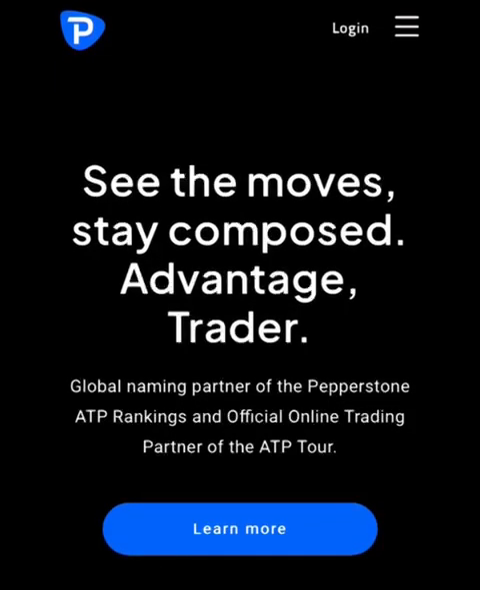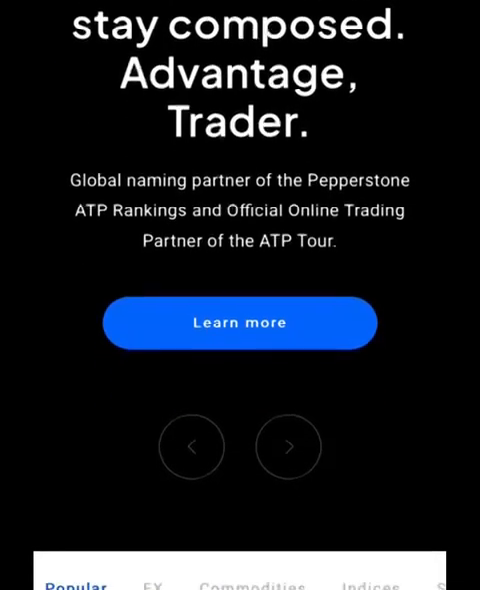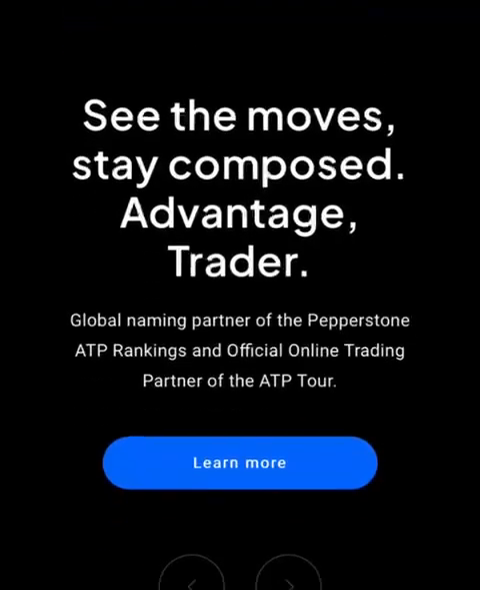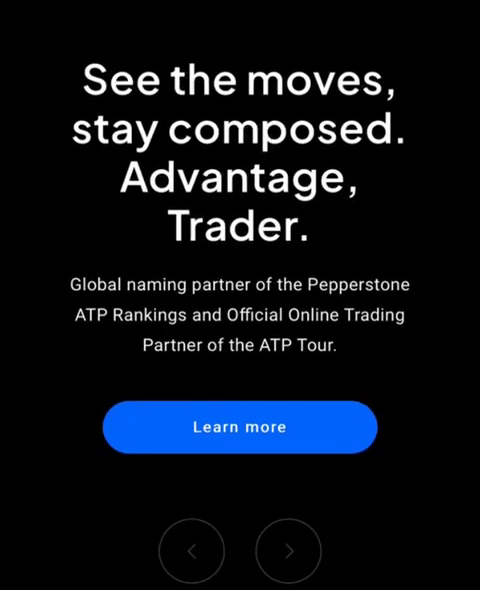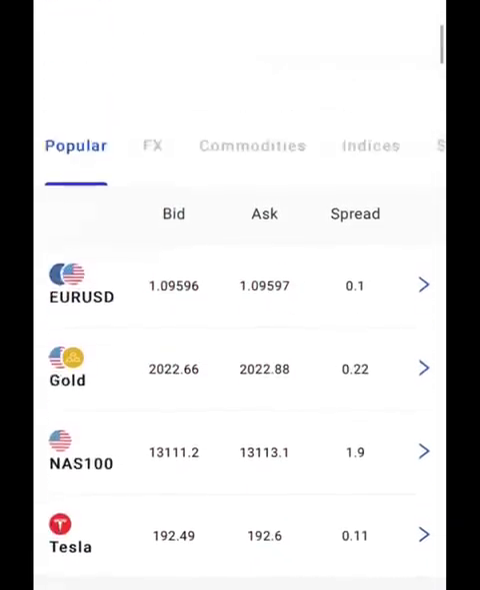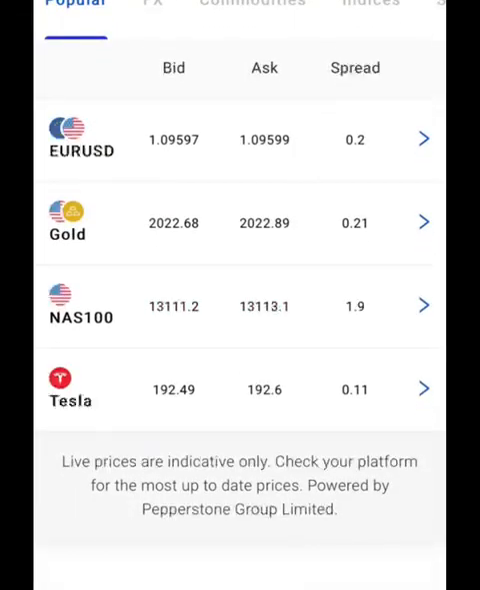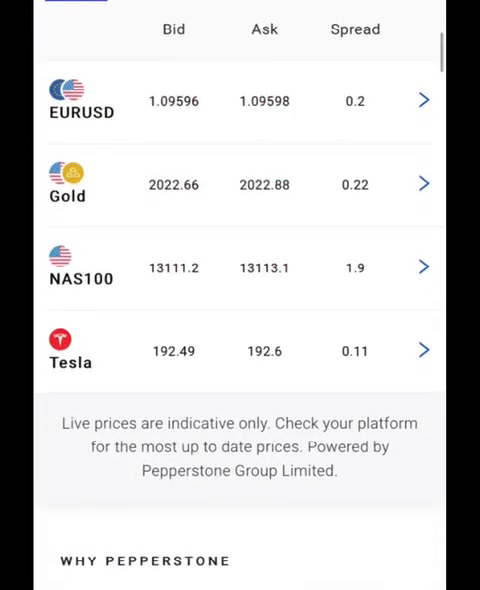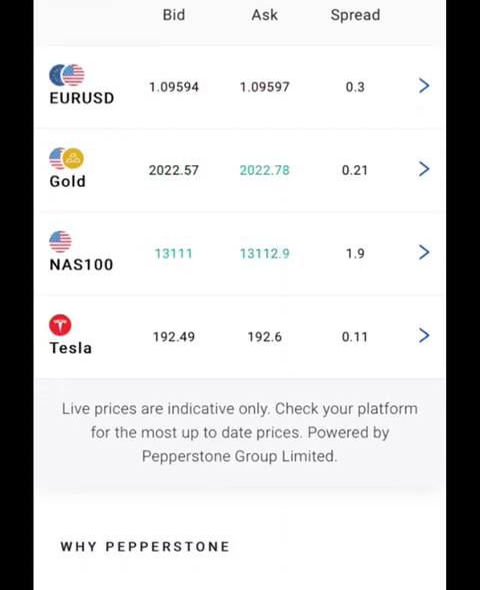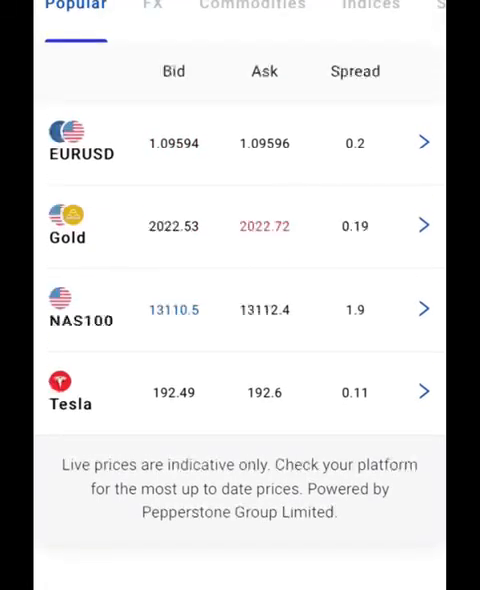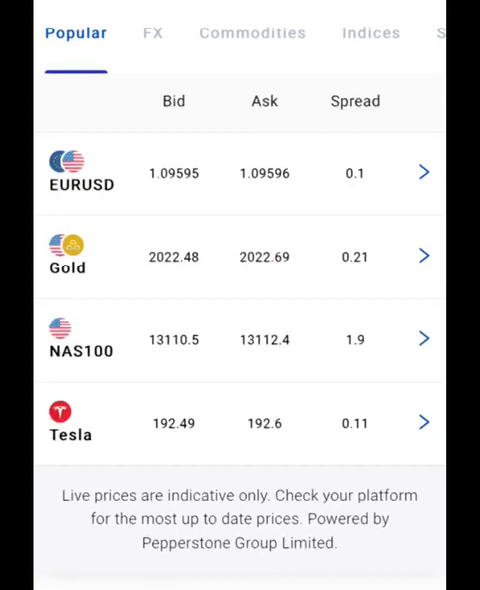So Pepperstone is actually a forex broker. They are a global naming partner of the Pepperstone ATP ranking and official online trading partner of the ATP Tour. Right here, this site has some popular pairs on which you can trade. One is the Euro USD, two is gold, three is the NAS 100, four is Tesla.